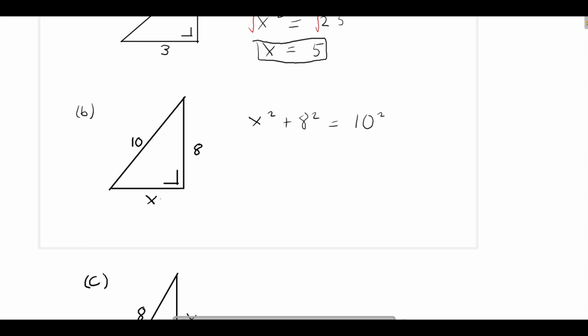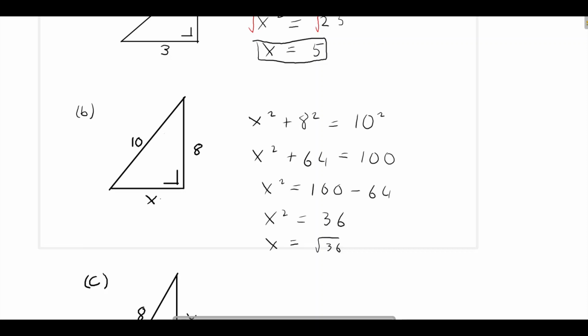I'm going to do a little bit of change in here this time. First things first, I'll just square out these things. So we get 64, and then 100. So what we'll do is just take that 64, move it onto this side, and you end up getting 100 minus 64. Then we get x squared is equal to 36. Take the square root of both sides like we did in the last question, and we get x is equal to the square root of 36, which is equal to 6.